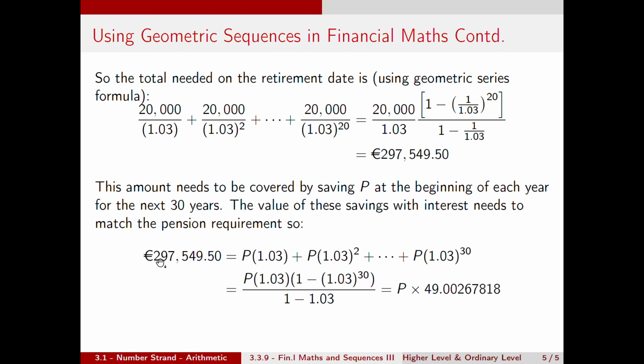So this pension, the €297,549, must equal the savings, which is the right hand side. And again, we use our geometric series formula to throw all of these numbers in. We end up with P times 1.03 times 1 minus 1.03 to the power of 30, all over 1 minus 1.03. And that's equal to P times 49.00267818. Rearranging to find P, we end up with P equal to €6,072.11.